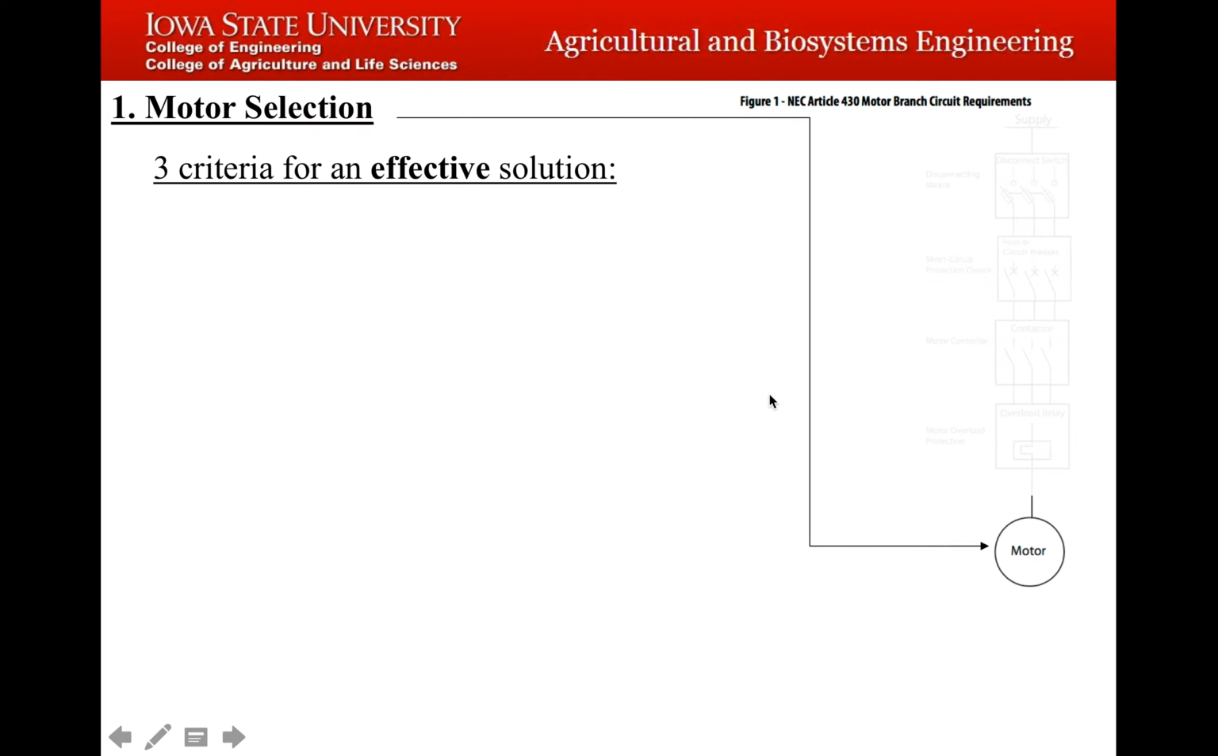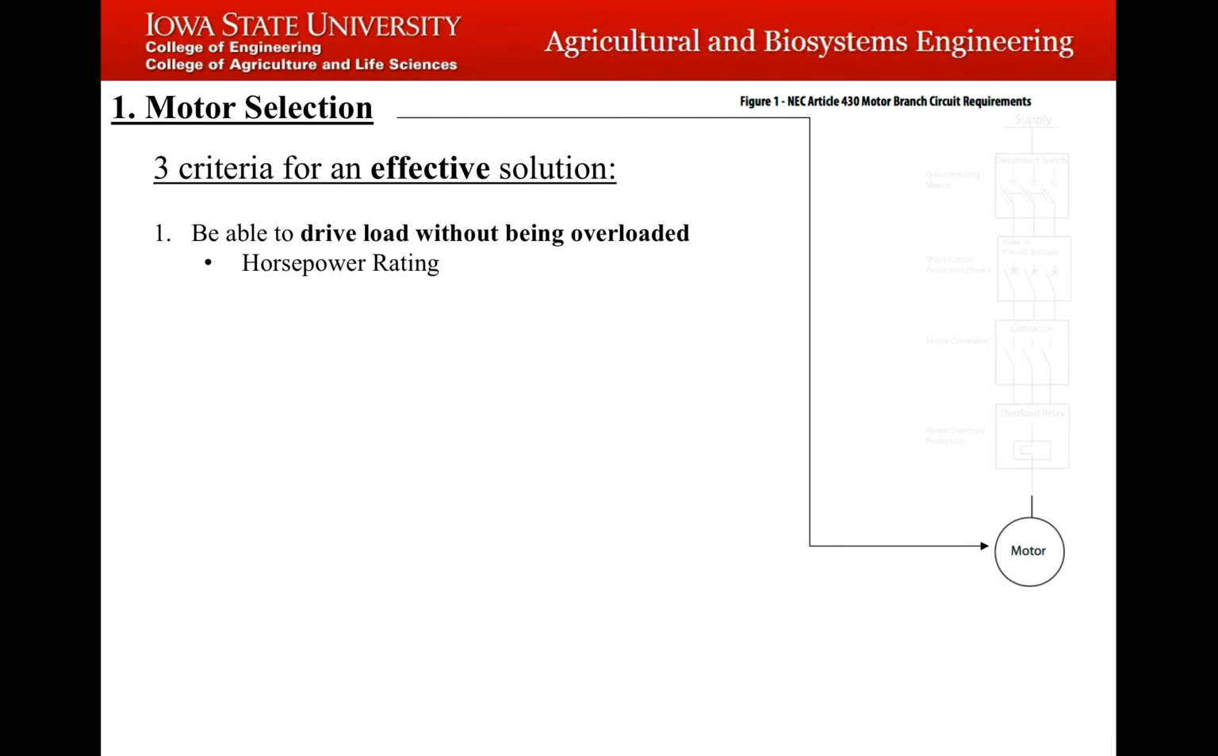So first, looking at motor selection, there's three main criteria that we need to consider for an effective solution. Effective solution means we're maximizing our criteria, right? If you've taken 115 with me, we talk about effective being something that maximizes our goals, our criteria, stays within our constraints. So we need to think about, is the motor able to drive the load without being overloaded? We talk about horsepower when we talk about this part of it.